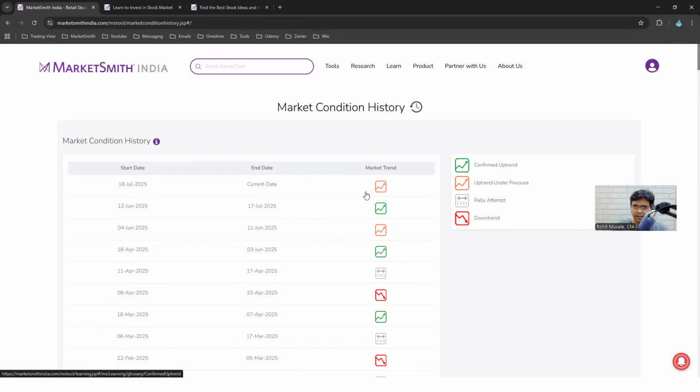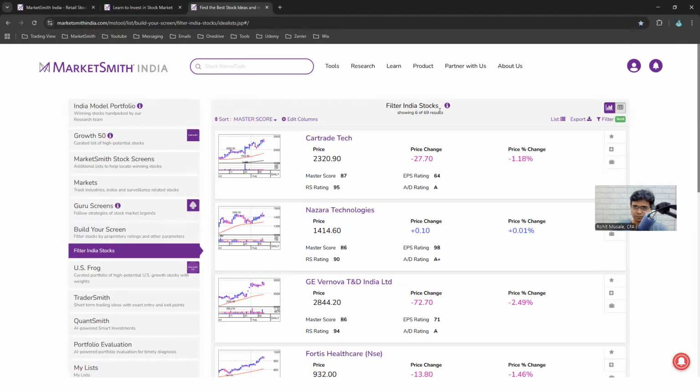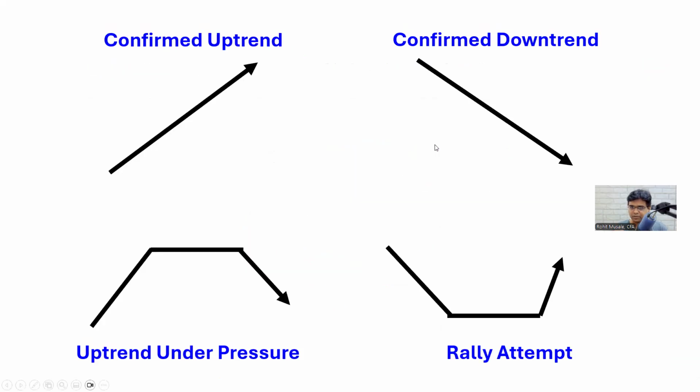So if you track this number on a daily basis, you pretty much get a feel of what the market is likely to do. You don't even need to check whether the market is in a confirmed uptrend, under pressure, downtrend, or rally attempt, right? This is a very objective way of looking at market condition. And by the way, why do we look at market conditions? Because you want to answer two questions. Number one, should you buy in this market or not? And if yes, what should you buy, a swing stock or a positional stock?